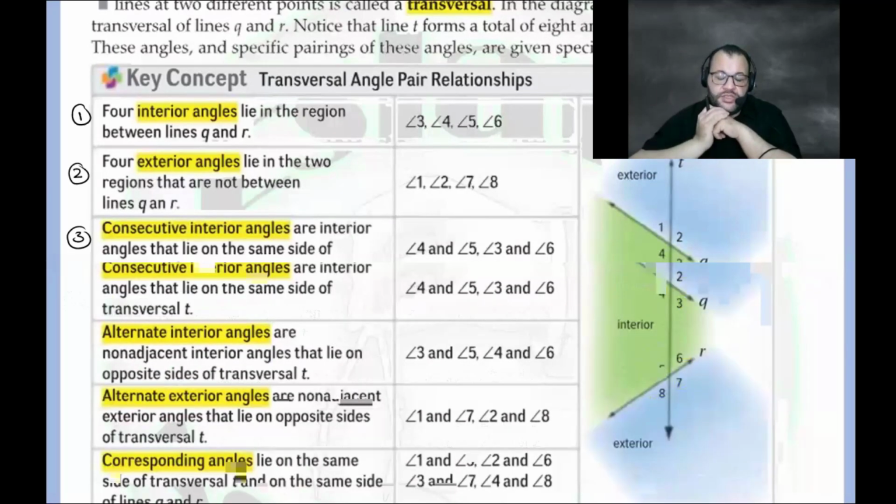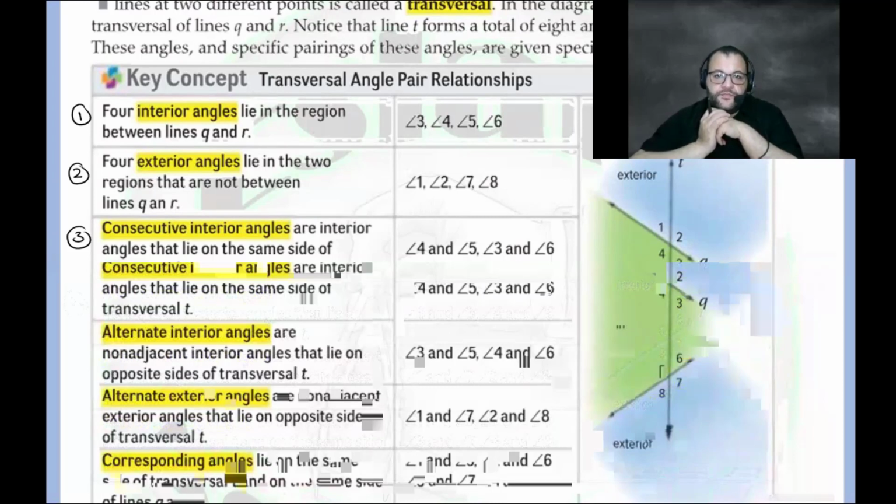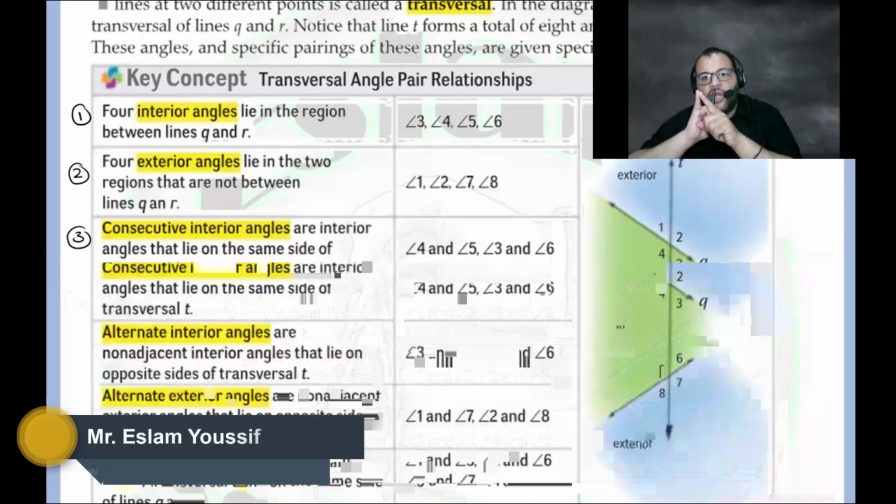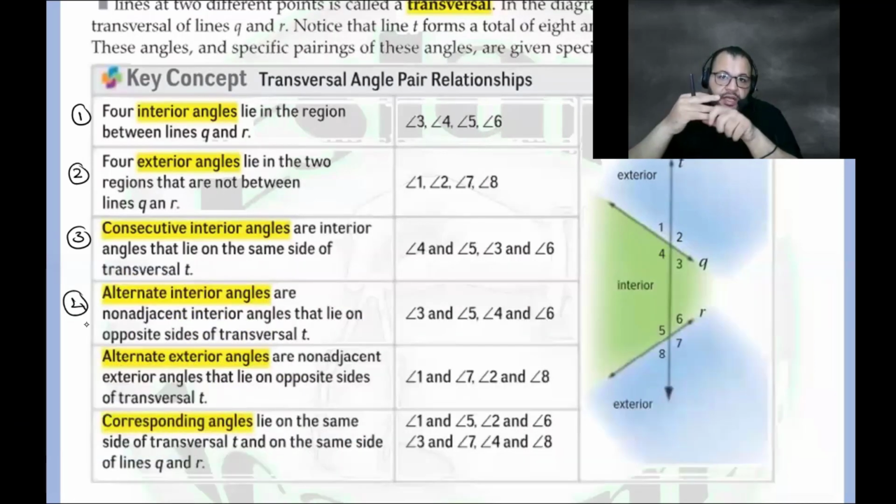What is the meaning of the adjacent angle? Adjacent angles share a common side. I'm trying to remember. What is the meaning of adjacent angle? Adjacent angles are two angles that have a common side and a common vertex. That is the meaning of the adjacent angle.